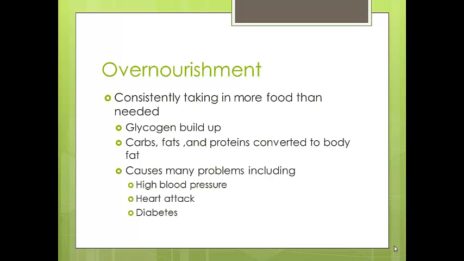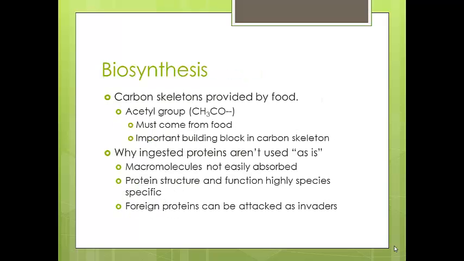Overnourishment is constantly taking in more food than needed. Glycogen builds up, and carbs, fats, and proteins are converted to body fat, and it causes many problems, including high blood pressure, heart attack, and diabetes. I would like you to underline high blood pressure, heart attack, and diabetes for grading.